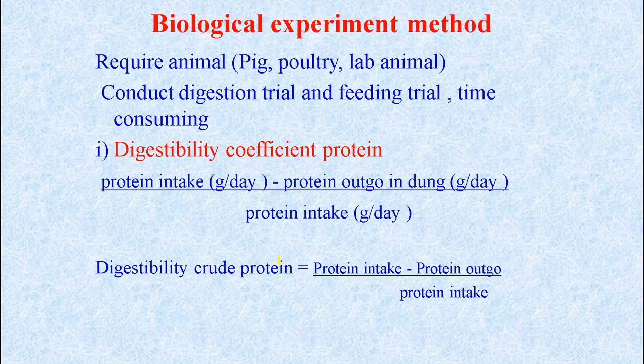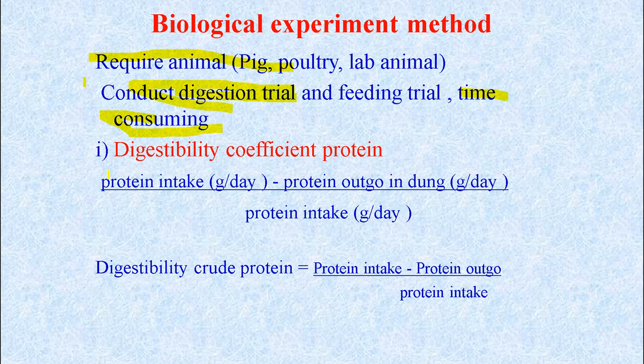Then biological experiment methods: different digestibility tests are there, and they require animals, especially pig, poultry, and also laboratory animals and cattle. Then conduct digestibility trials. Most of the research works depend upon digestion trials and feeding trials, but this is too time consuming and long standing, and equipment and continuous monitoring of the particular test need to be conducted always, because the animals have life.